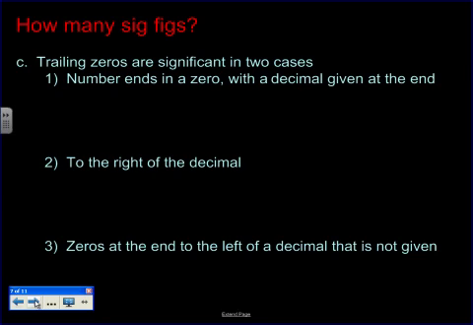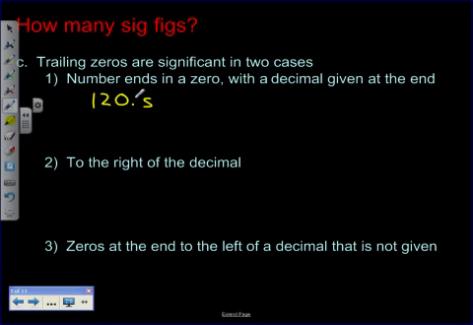This next slide here gets a little bit harder. This is where it gets a little bit harder to discern what's going on. So let's talk about these rules. Trailing zeros, that would mean zeros at the end of a number. Leading zeros are at the beginning, trailing at the end of a number. They're significant in a couple of cases, and you'll see that there are three things here. That's the case where they are significant.